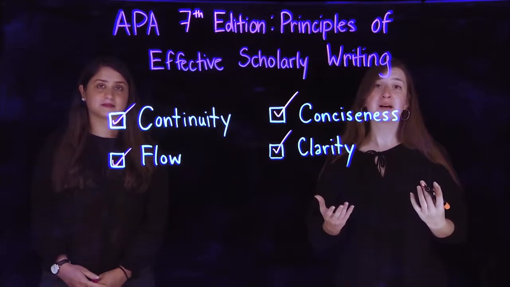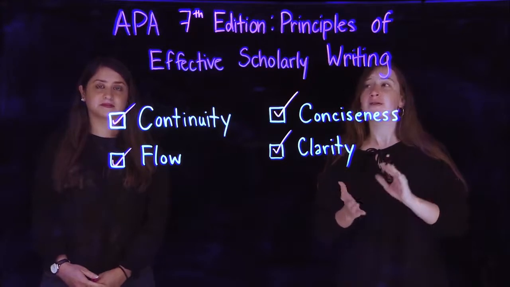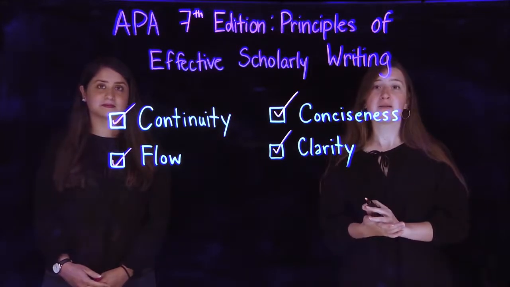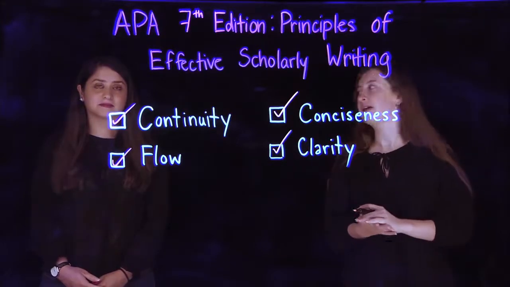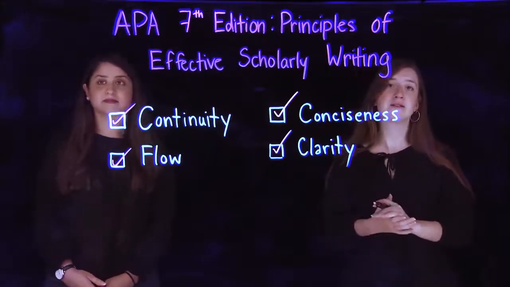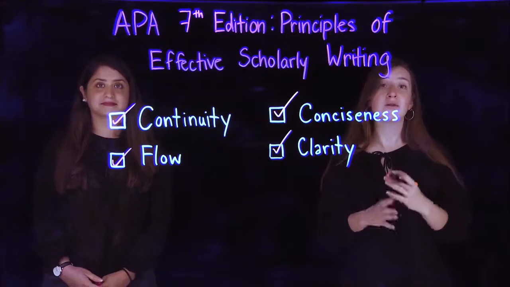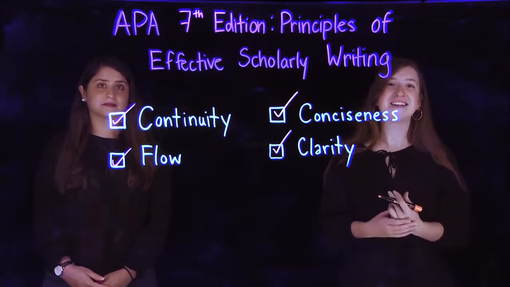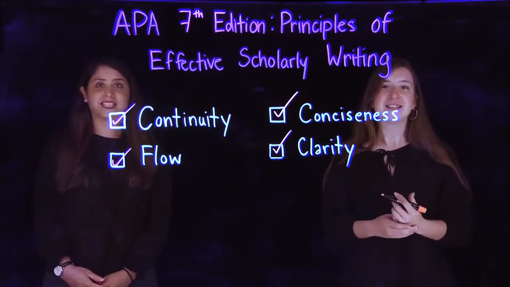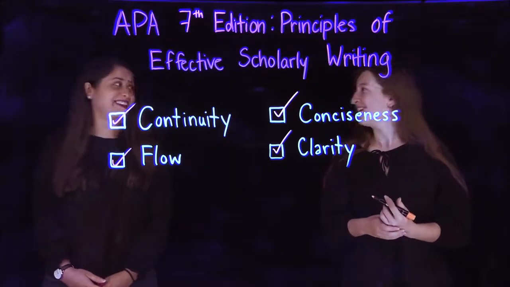Is your writing precise? And remember that these principles of effective scholarly writing feed right into the other aspects of APA. So we're talking about in-text citations, your reference list, making sure your formatting of your overall paper is following APA guidelines. And finally, remember, it's always better to oversight than undersight.